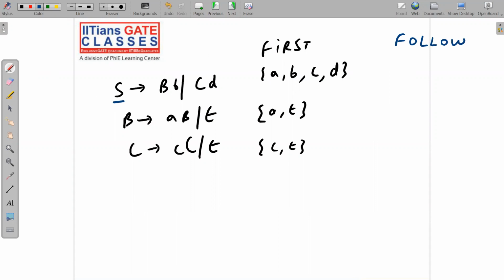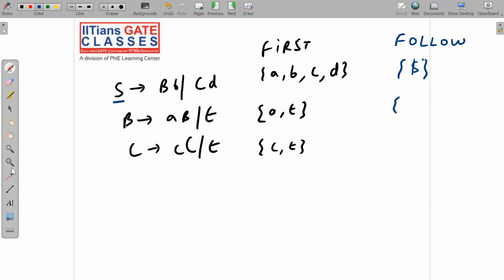So what will be Follow of S? According to the rule, I have already told you that S is the start symbol, so it will blindly contain dollar. Dollar will always be present. Now try to find S in the RHS of the production rules. Nowhere do we find S in the RHS of a production rule, so just leave it. Follow of S will be dollar only. After a few questions, you will get clarity. Please bear with me for a few minutes.